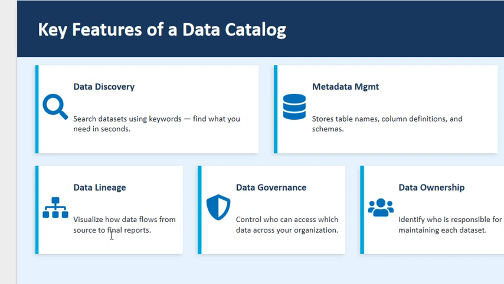And data governance is to control who can access which data across your organization. Data ownership: identify who is responsible for maintaining each data set. These things the data catalog will cover.